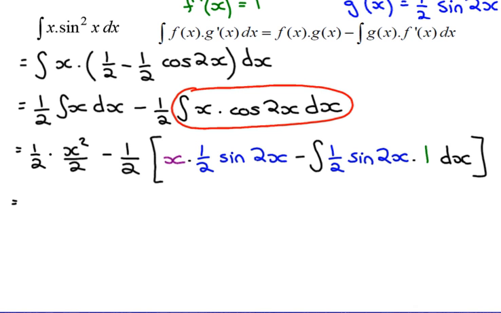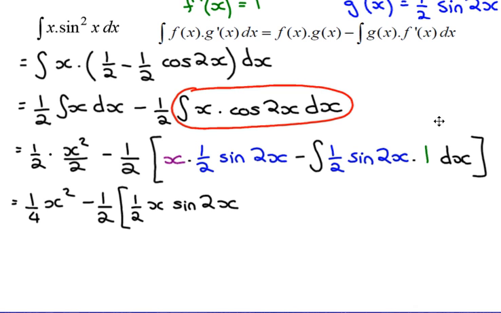A half times x squared over 2. That's a quarter x squared, or x squared over 4. I'm going to leave my minus a half at the moment, multiply it in later. And just pretty this up a little bit. That's a half x sine 2x. Now, let's have a look at what we've got here. I can take this half out. So I've got minus a half, and I'm integrating sine 2x times 1, which is just sine 2x with respect to x.